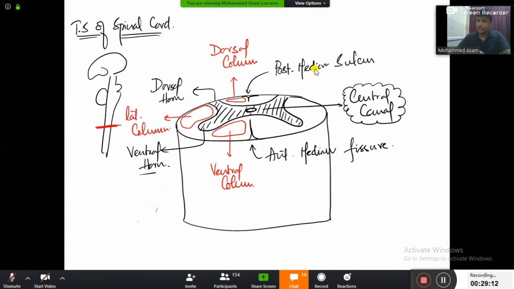Guys, I'm telling you a little bit slowly here, and I want you to learn the names. Names are important right now, because within some time I'm going to teach you about the tracts and everything. At that time, all these things will be useful to you. Dorsal column, ventral column. At that time, don't get confused, wondering what sir is telling. So please try to learn the names.